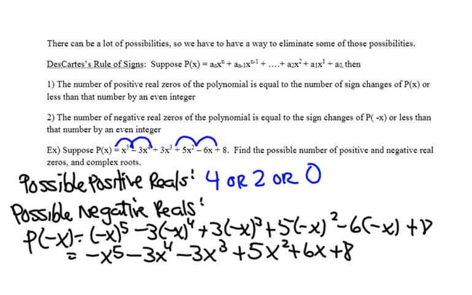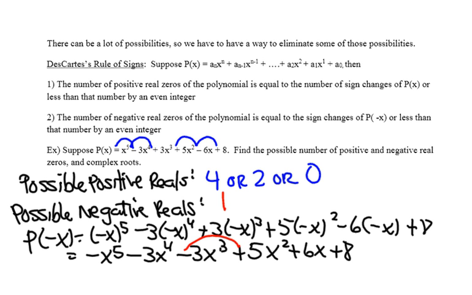Now, again, you are going to count consecutive sign changes. So, negative to a negative doesn't help. Negative to a positive, that's 1. And since the rest of the signs are positive, I only have one sign change. So there's only one possible negative real.